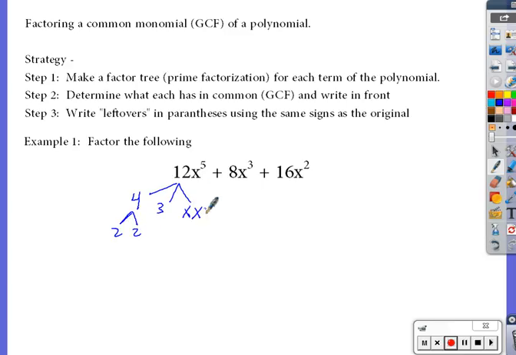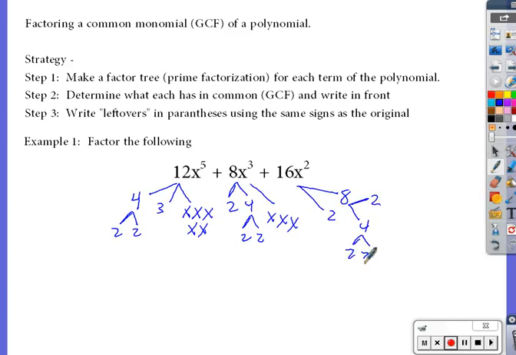x to the fifth is 5 x's. The 8 would be 2 and 4, and the 4 would be 2 and 2. And the x cubed would be 3 x's. And last, the 16 would be 8 and 2. And then the 8 would be 2 and 4, and the 4 would be 2 and 2. And the x squared would be x x.